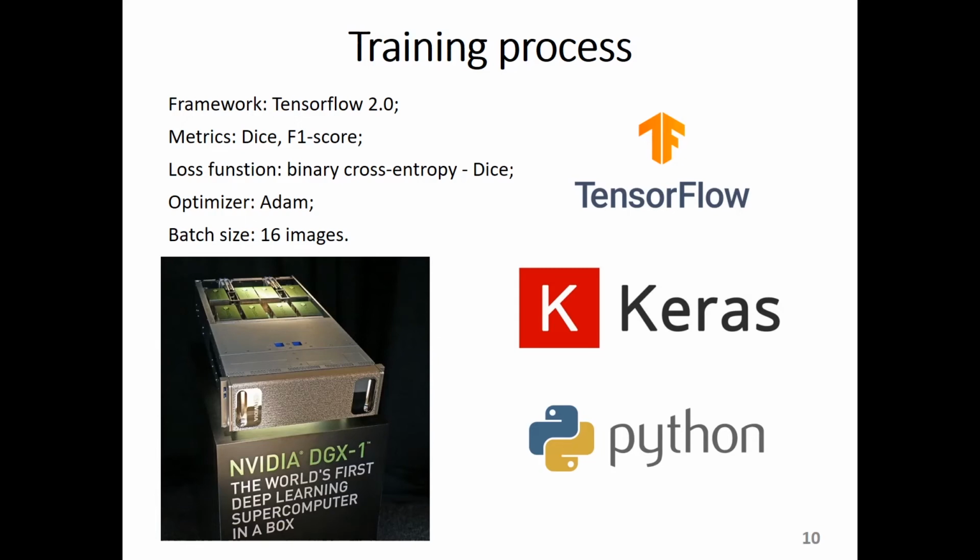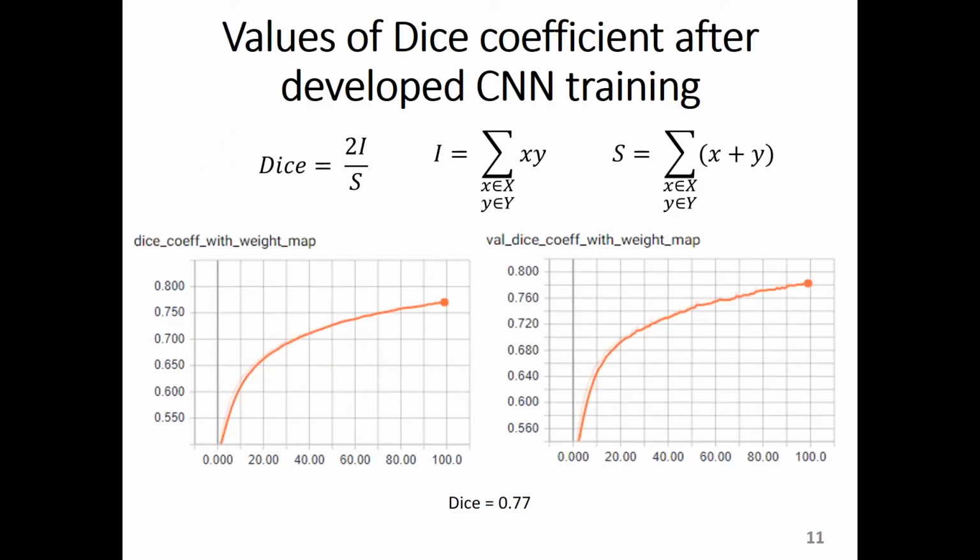On every training iteration, the model updated its weights using the batch of 32 samples. The model ended its training after completed 100 epochs. In total, the training process lasted about 2 hours. The dependency of dice coefficient on training epochs is presented on this slide. The highest value is 0.77.